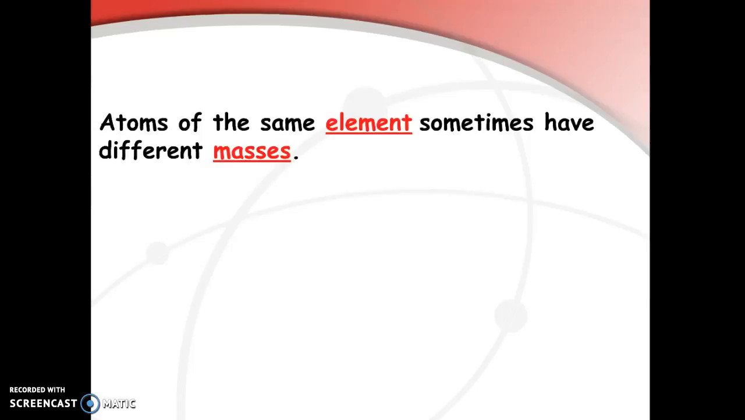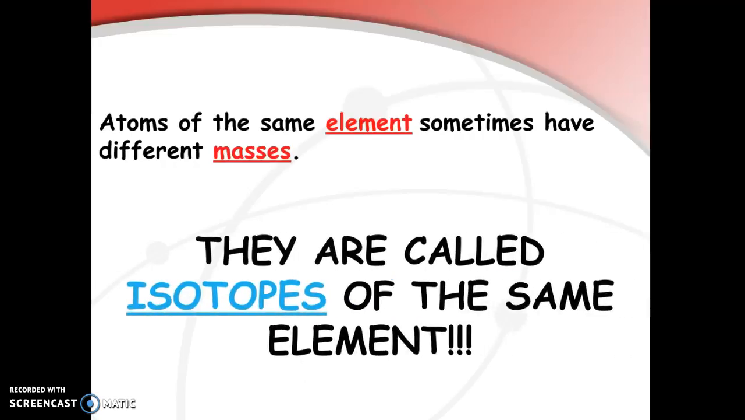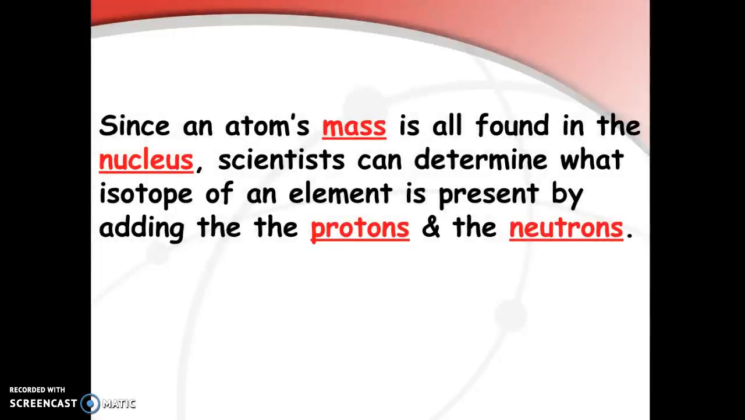Atoms of the same element sometimes have different masses. These are called isotopes. Since an atom's mass is all found in the nucleus, scientists can determine what isotope of an element is present by adding the protons and neutrons. We call this the mass number.